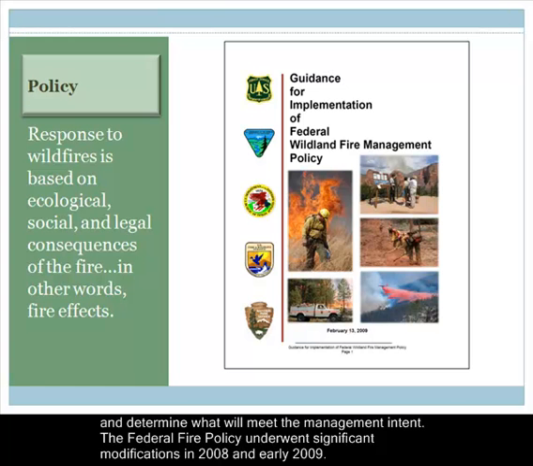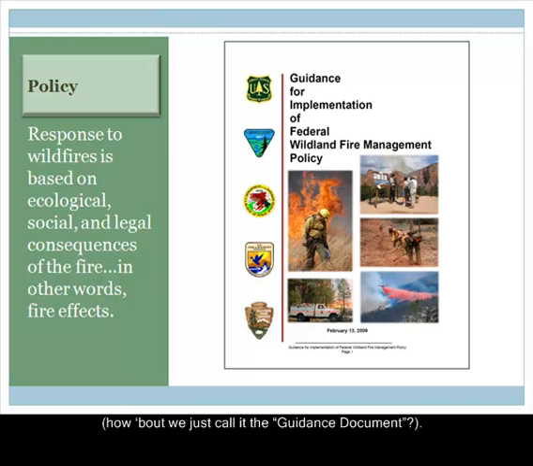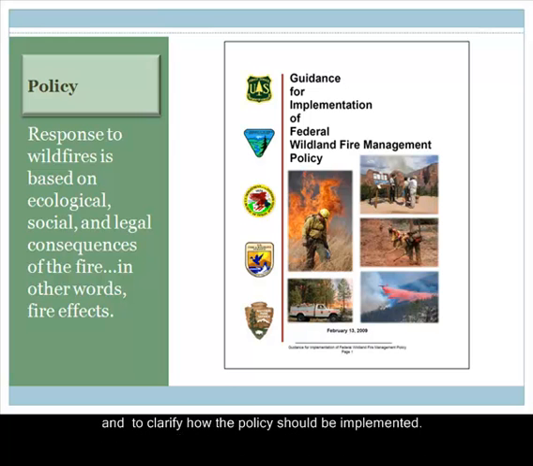The federal fire policy underwent significant modifications in 2008 and early 2009. As a result, in February of 2009, the National Wildfire Coordinating Group issued Guidance for Implementation of Federal Wildland Fire Management Policy. How about we just call it the guidance document? The guidance document contains many guidelines and explanations to describe the intent of the modifications and to clarify how the policy should be implemented.